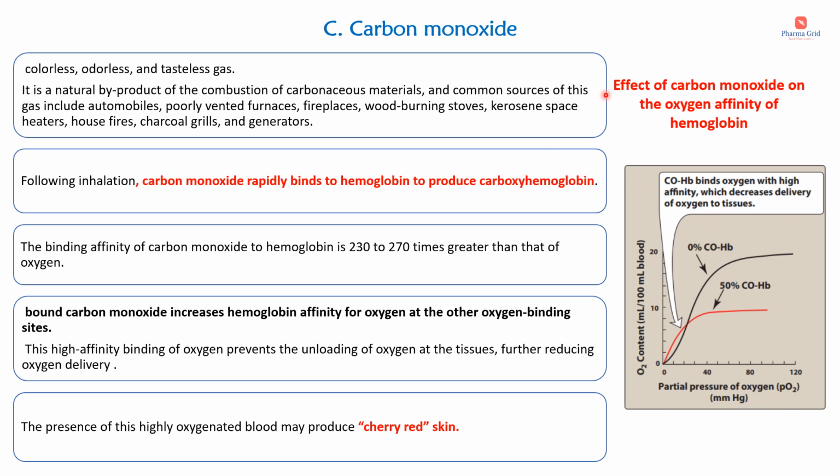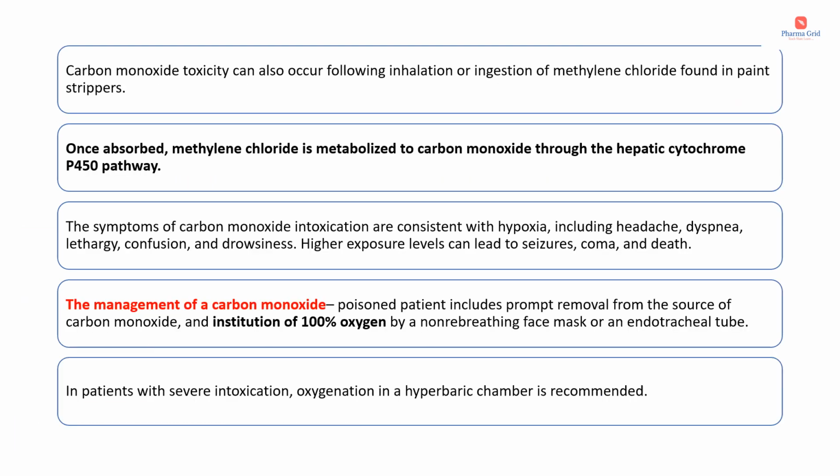And in this graph, you can see the effect of carbon monoxide on the oxygen affinity of hemoglobin. So thus, in the presence of carbon monoxide, a person can experience severe tissue hypoxia. The carbon monoxide toxicity can also occur following inhalation or ingestion of methylene chloride found in paint strippers. Once absorbed, methylene chloride is metabolized to carbon monoxide through the hepatic cytochrome P450 pathway.